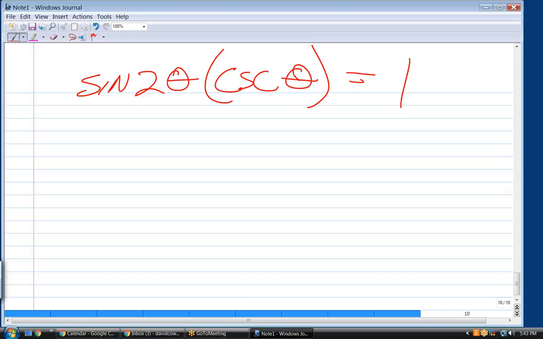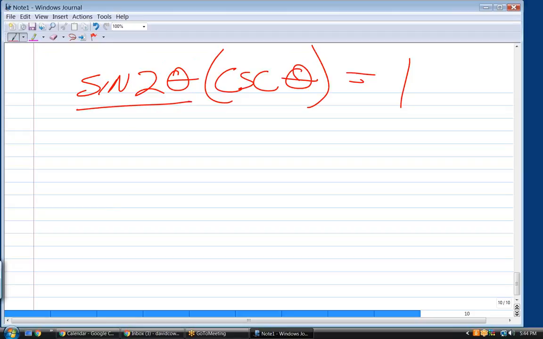Unless I switch everything to the same trig function, I'm going to have troubles here. Let's first of all convert that. What's the identity for cosecant? 1 just over the sine. Well, sine 2 theta is 1 over cosecant, but that's not going to be helpful. In other words, the problem here is that's 2 theta and that's theta. Until we can get everything into theta, we can't solve this.